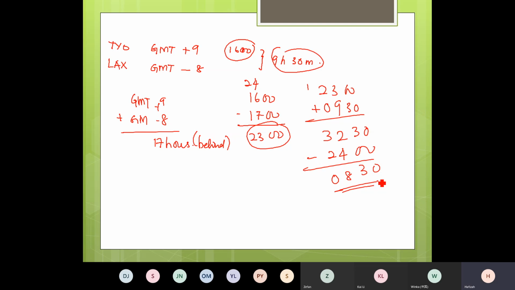Okay, Zafan. How did you get 9 just now? Google says GMT Los Angeles is -7. Oh, I know, because of daylight saving time. It's because it's summer. In summer they get plus 1 hour, so daylight saving time. That's why. Okay, you need to check whether this is during daylight saving time or not.